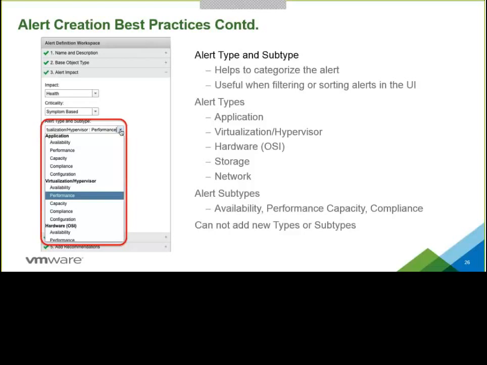So make sure that you have them right. VMware gives you them out of the box. We do not allow to add any new types or subtypes because we think that this list is sufficient. But if you want, you can have your naming conventions denote if you have a corner case scenario which you want to show.